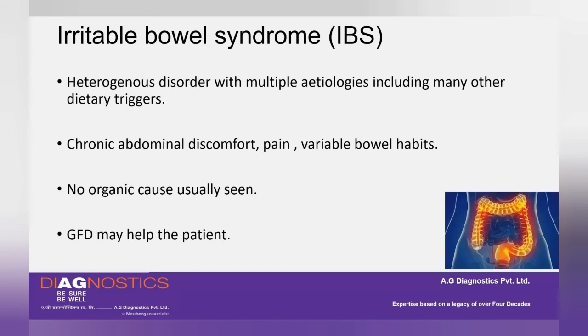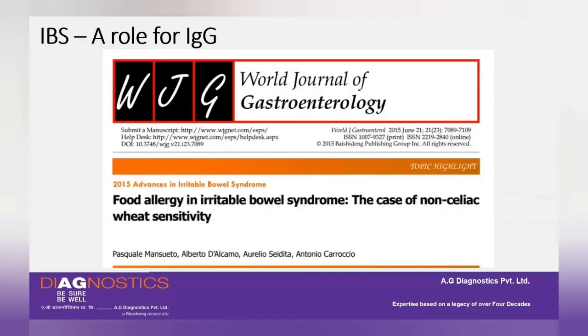So irritable bowel syndrome is a heterogeneous disorder with multiple etiologies, and there's chronic abdominal discomfort, pain, and variable bowel habits. No organic cause is usually seen. Now here you can see that there is the confusion or the overlap which I was talking about. So this is the World Journal of Gastroenterology, and look at the title of the paper: Food Allergy in Irritable Bowel Syndrome, the Case of Non-Celiac Wheat Sensitivity. So till now I have spent time trying to separate out these three entities for the audience, and here you have a paper which is talking about all three of these things in the same breath.